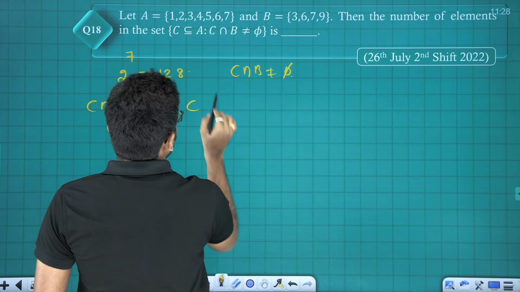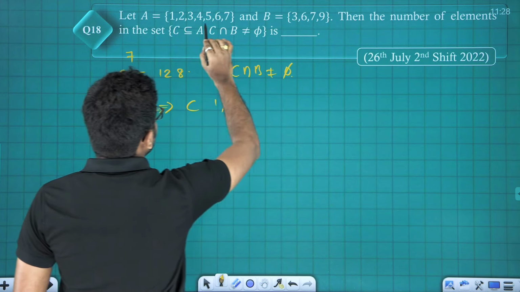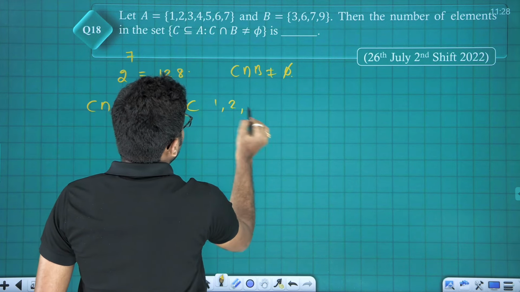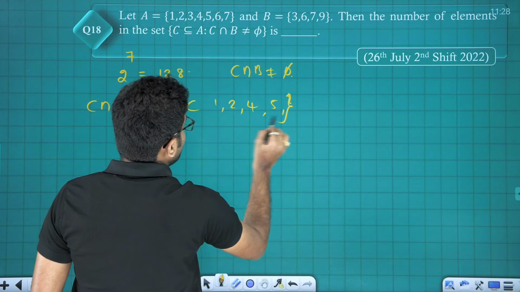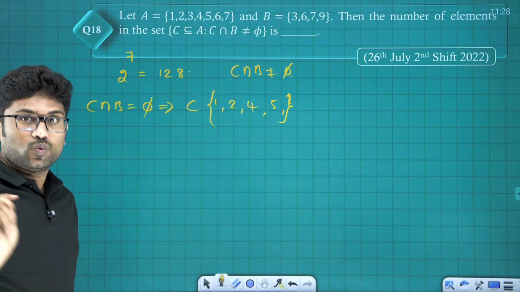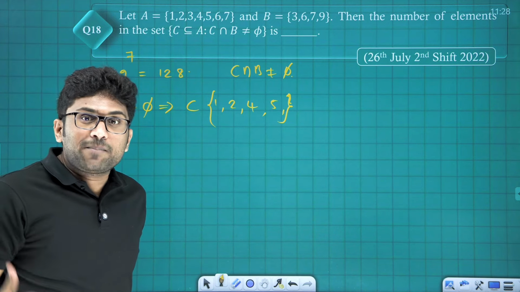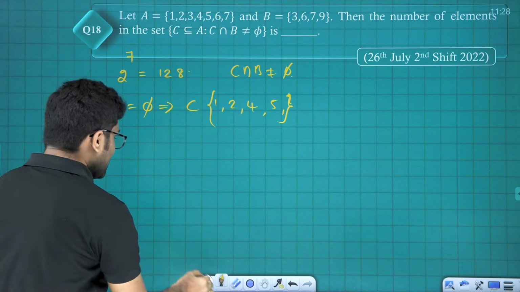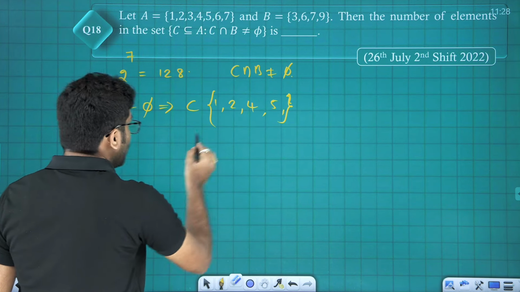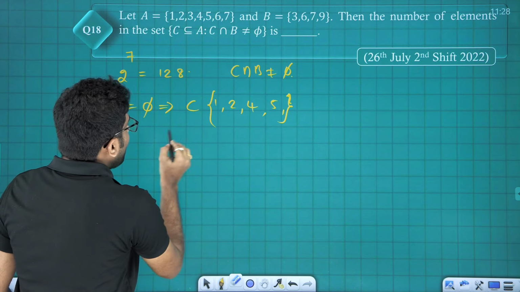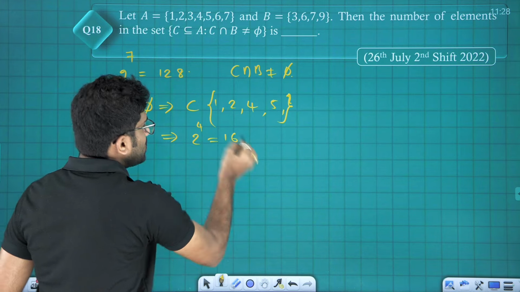Subset 5 means 1, 2, 3 we have, 4 we don't have, 5 we don't have, 6. That's it. So C should take 1, 2, 4, 5, such that C intersection B is equal to 5. So the number of subsets, if C takes the elements 1, 2, 4, 5, the number of subsets of A that we can get is 2 power 4, which is equal to 16.